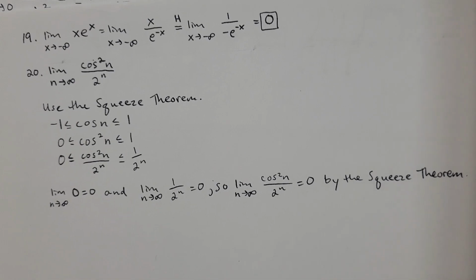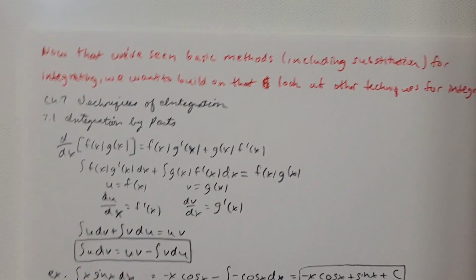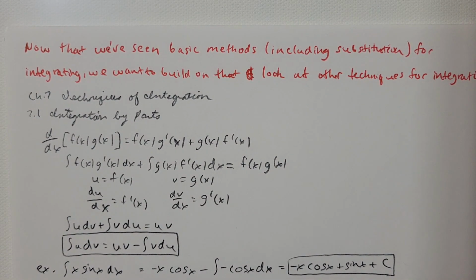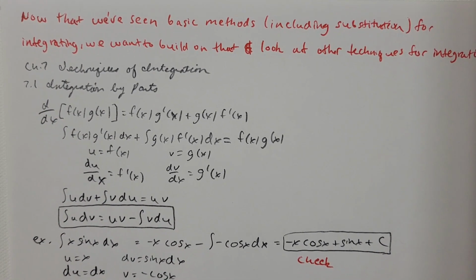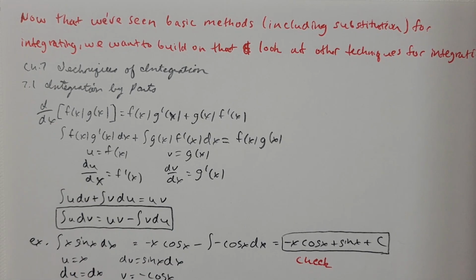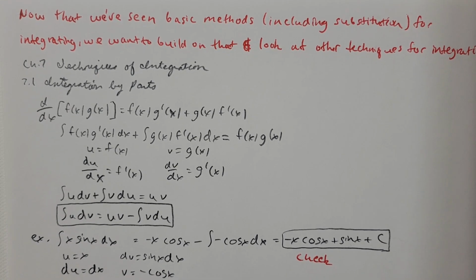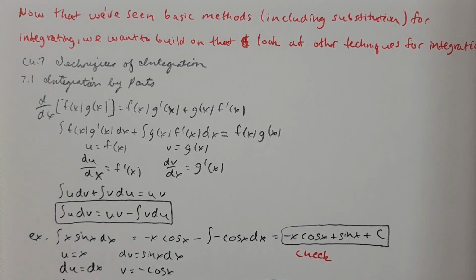So we're going to start with chapter 7, like I said, and now that we've seen the basic methods for integration, including substitution, we want to build on that and look for other techniques for integration. Okay, so chapter 7 is all about techniques for integration. By the way, like 90% of Calc 2 is going to be all integration problems. Okay, integration is very, very important in calculus. So in 7.1, we'll talk about integration by parts.